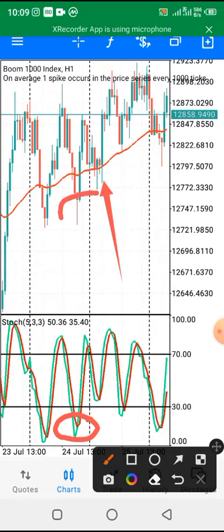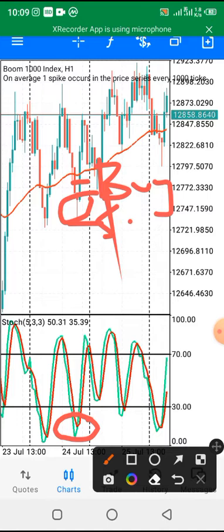So again, you could have made your buy over there. Put the stop loss below that region, then you could have held this trade till here and taken your profit. As simple as that, guys. This is how you take your buys.